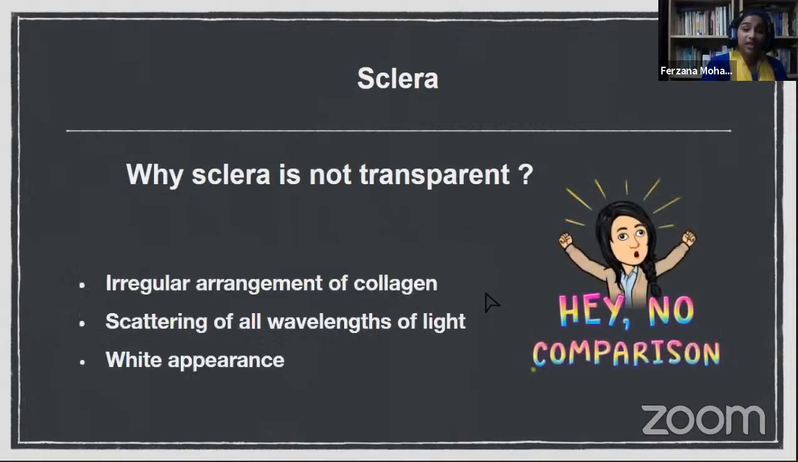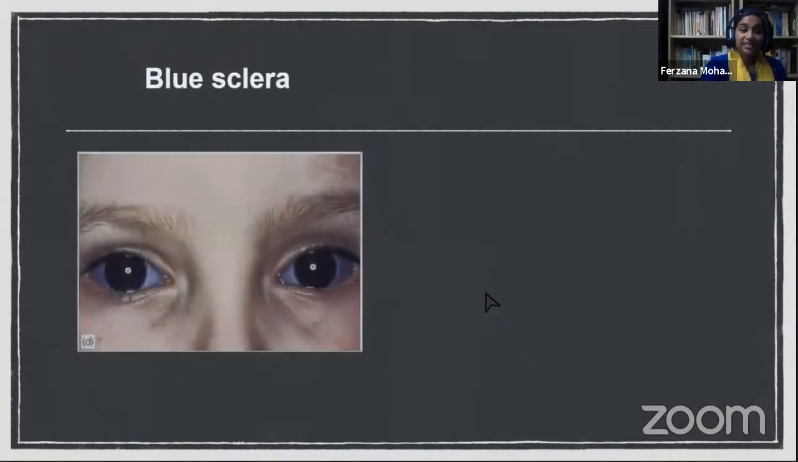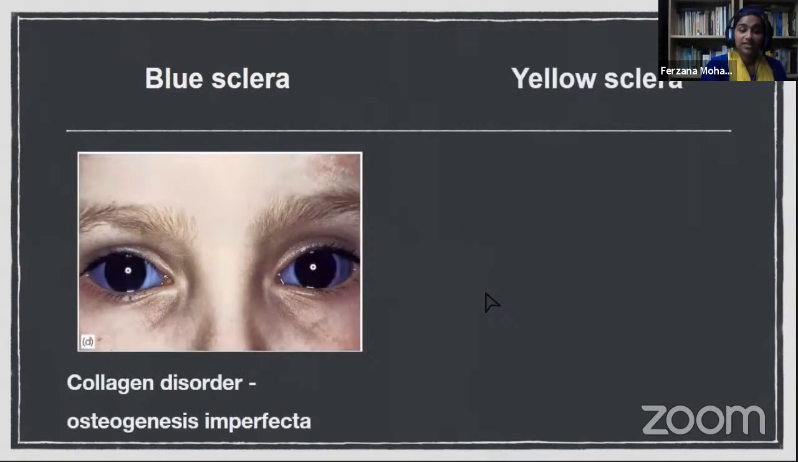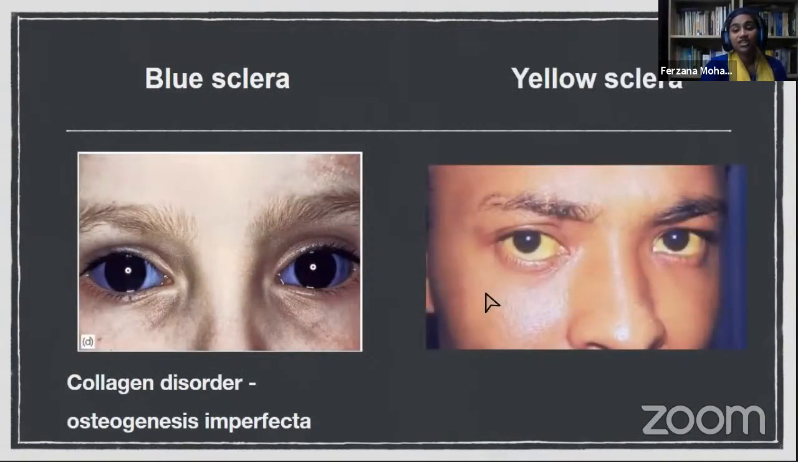This is because of the irregular arrangement of the collagen in the sclera, leading to scattering of all the wavelengths of light, giving it an opaque appearance. The sclera may not always be white. Blue sclera is seen in collagen disorders like osteogenesis imperfecta and Marfan syndrome. Yellow sclera is seen in conditions like jaundice.